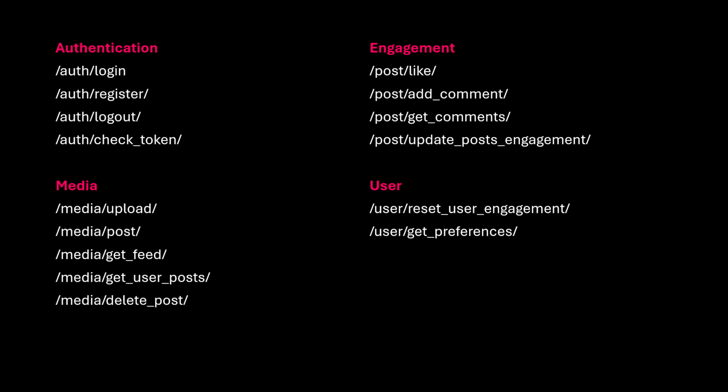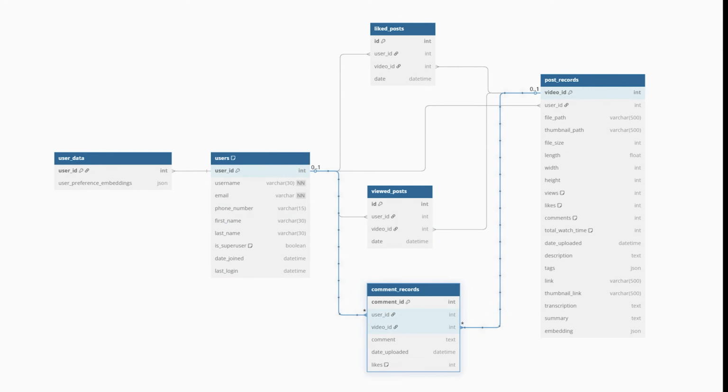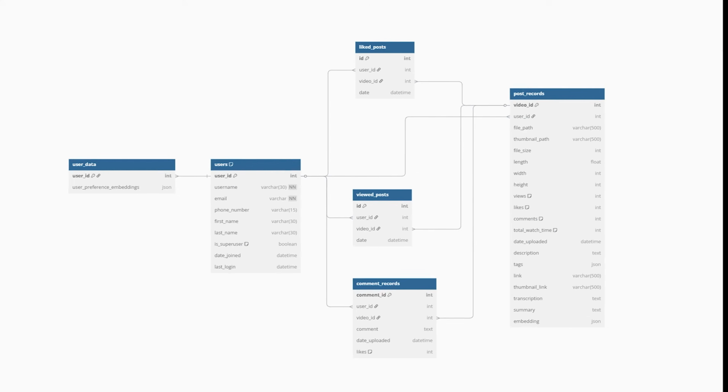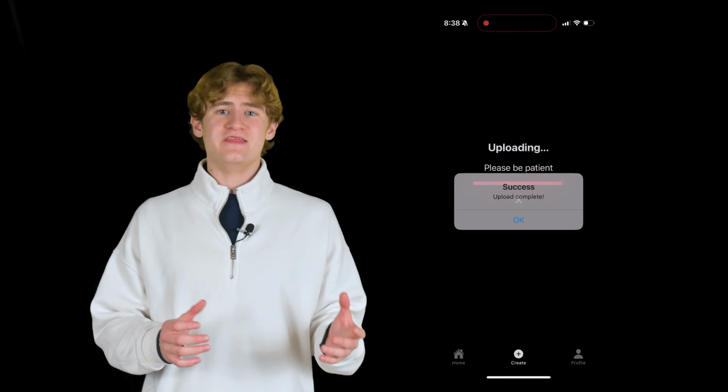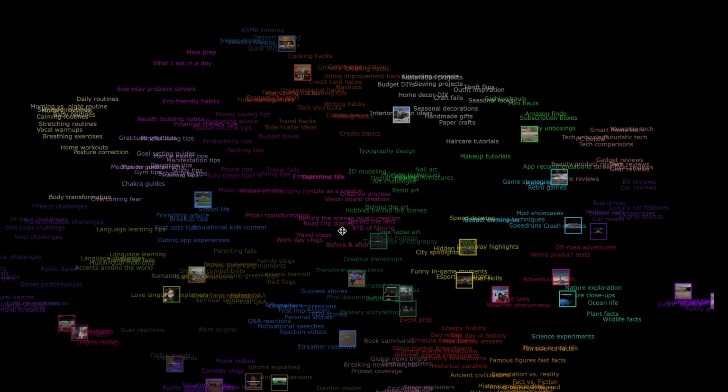Here's the final list of all the endpoints that I implemented for the app, and here's the full diagram of the completed database design. I wanted to be able to test if my recommendation algorithm was actually working, so I basically brain rotted for a few hours, downloaded a bunch of Reels and TikToks, and then reposted them on my platform. Here's a visualization of the embeddings that were automatically generated for each post.